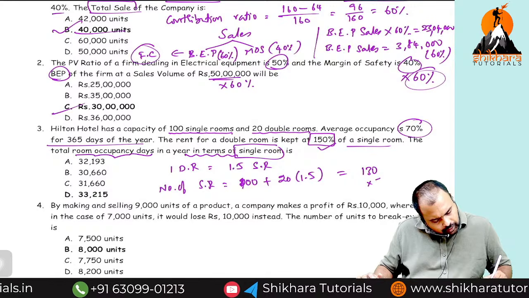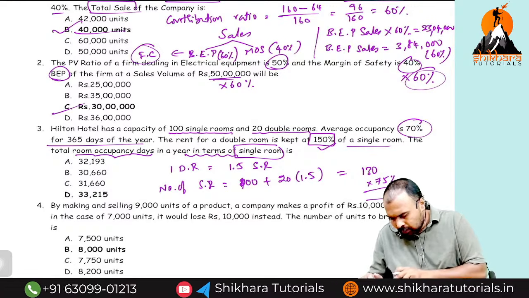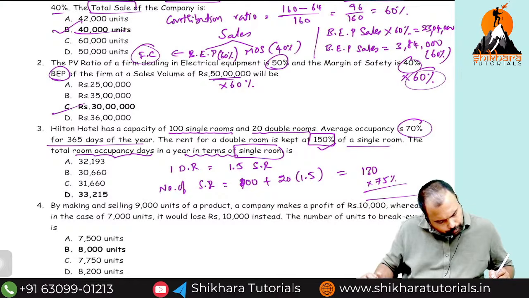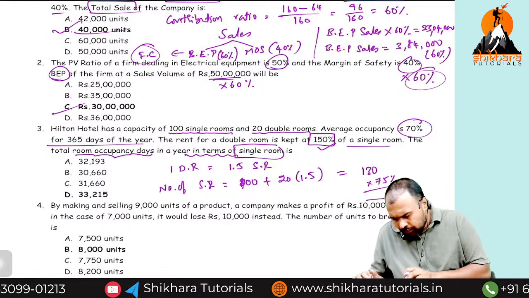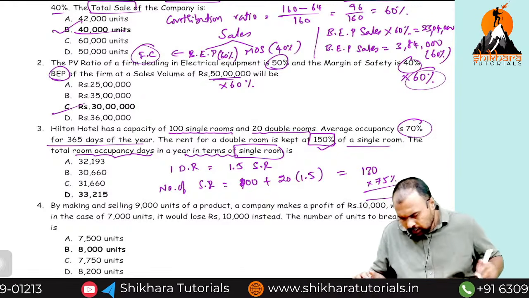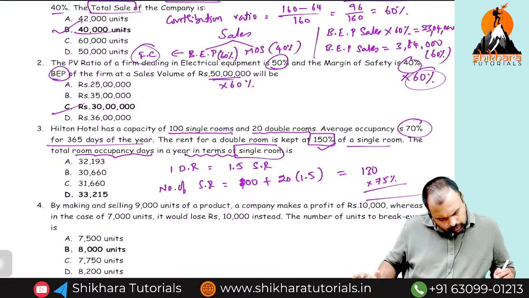Out of this 130, 75% is the occupancy, so 130 into 75%, which is 97.5 into 365, so 35,000. One second.